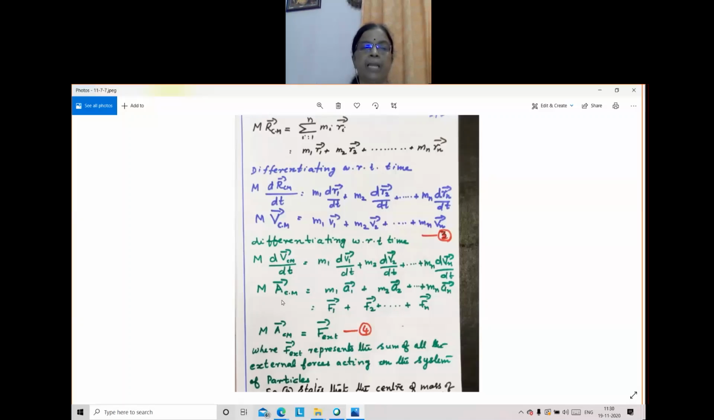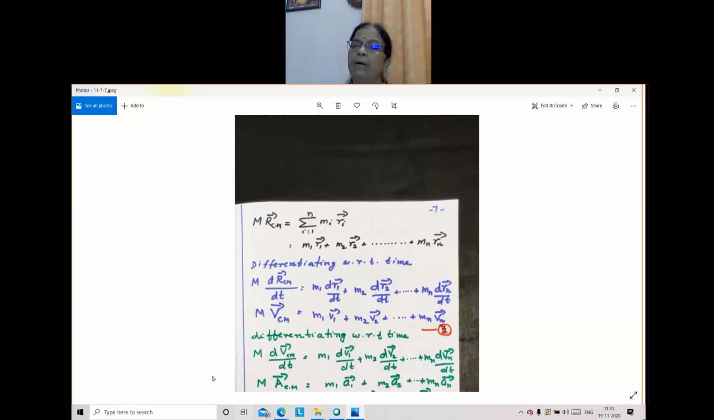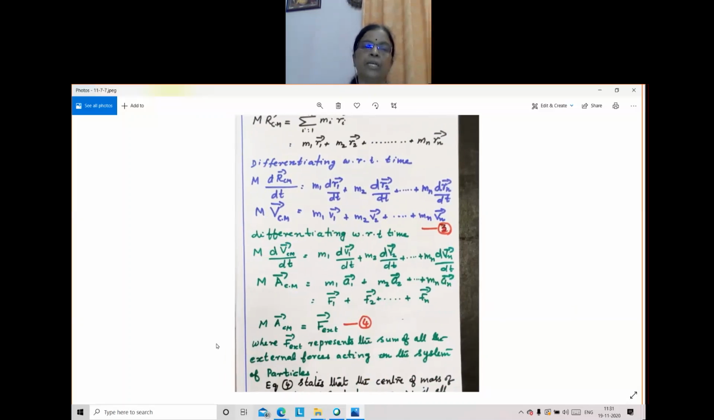Then capital M into dv by dt is acceleration we got. So that is what is MA, children? What is MA? Mass into acceleration is force. Yes, force. According to Newton's second law, mass into acceleration is force.